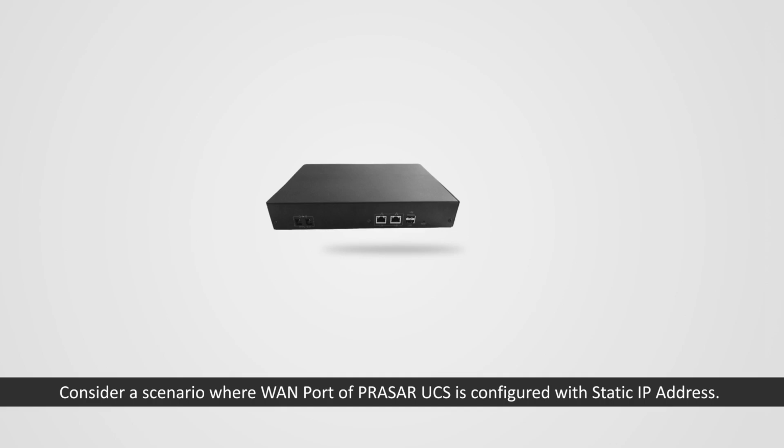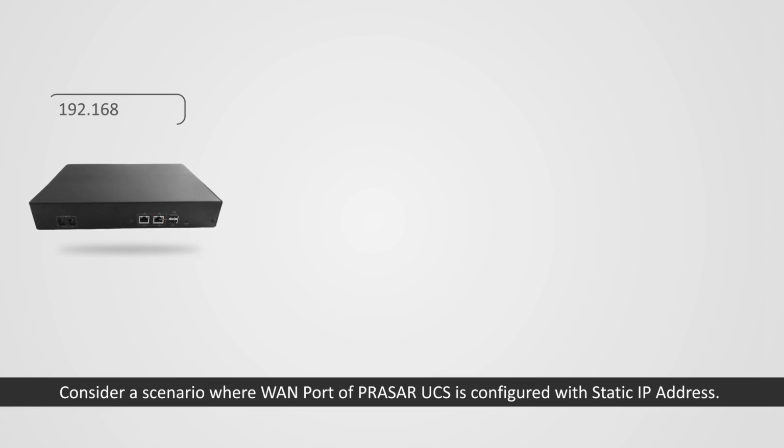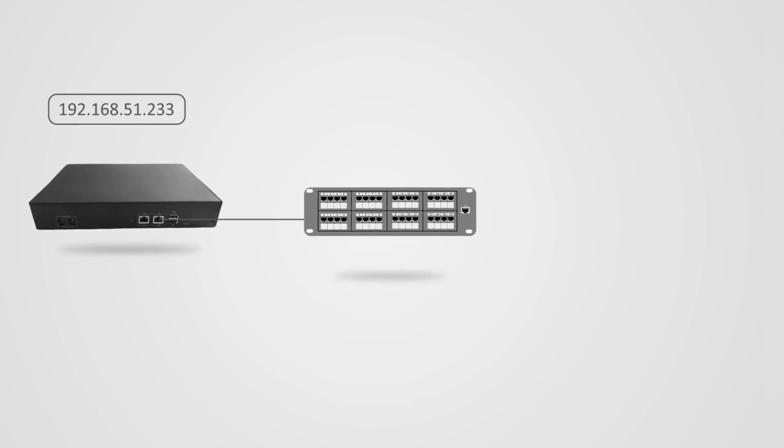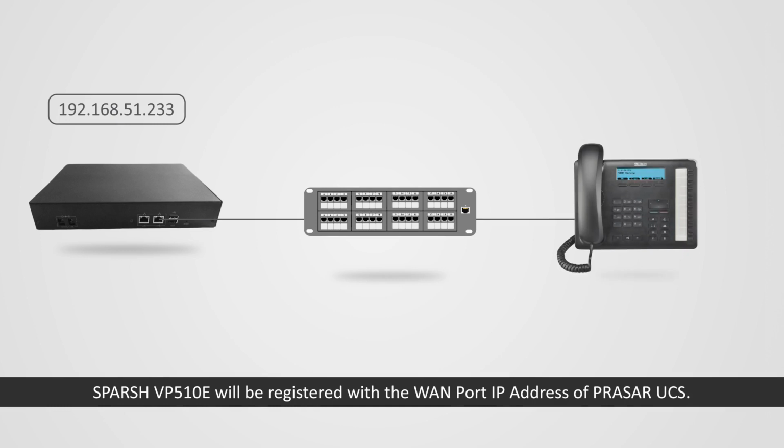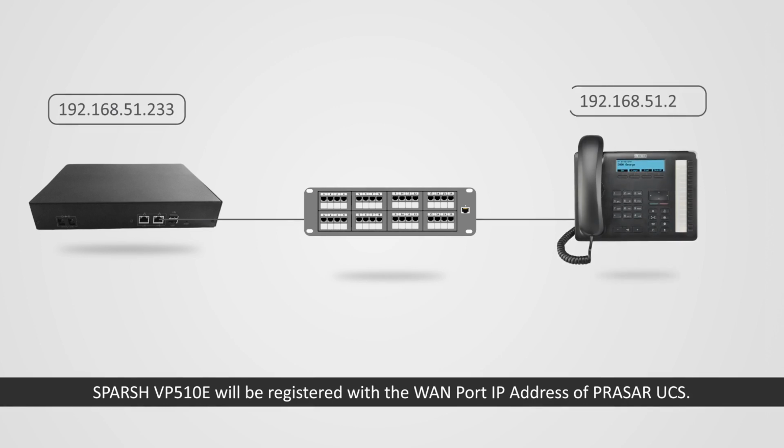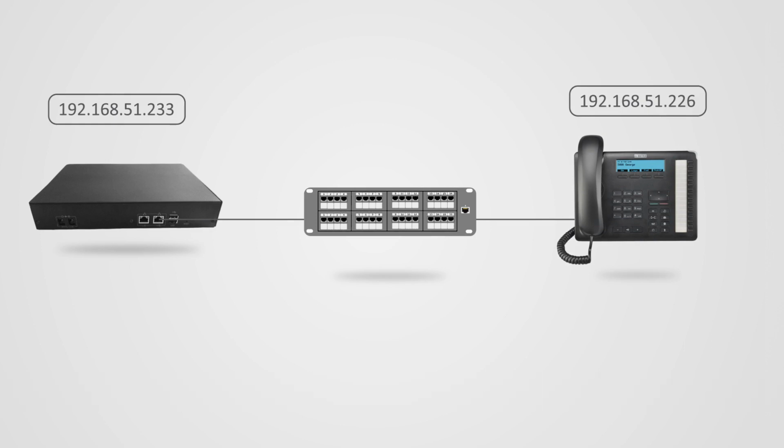Consider a scenario where WAN port of PRASAR UCS is configured with static IP address. SPARSH VP510E will be registered with the WAN port IP address of PRASAR UCS. We will complete the configuration in two steps.